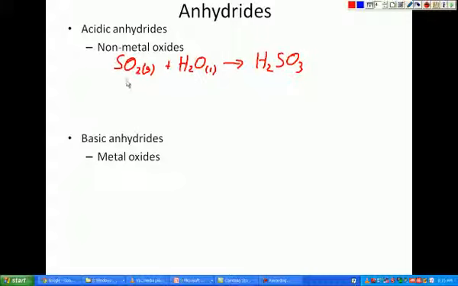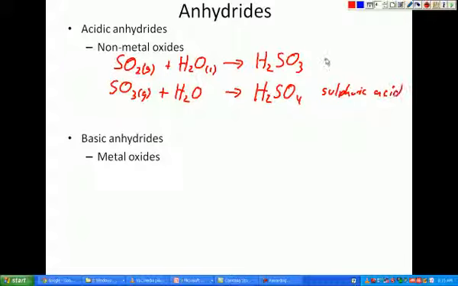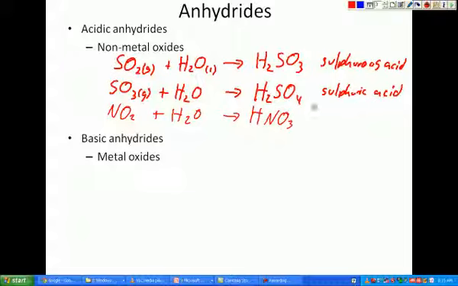Now, another example of a non-metal oxide is maybe something like SO3. Same thing. Industries can often release a lot of SO3 in the atmosphere, and this can also cause acid rain, and it would form something like H2SO4, or sulfuric acid. And again, this one was sulfurous. Okay, another example can be something like when you have NO2 combining with some water, and that is making HNO3, or nitric acid.